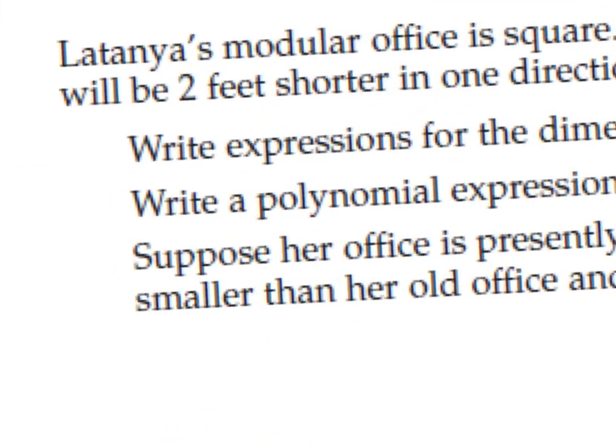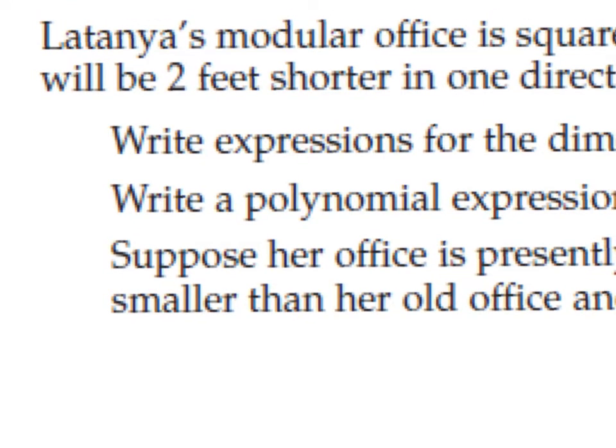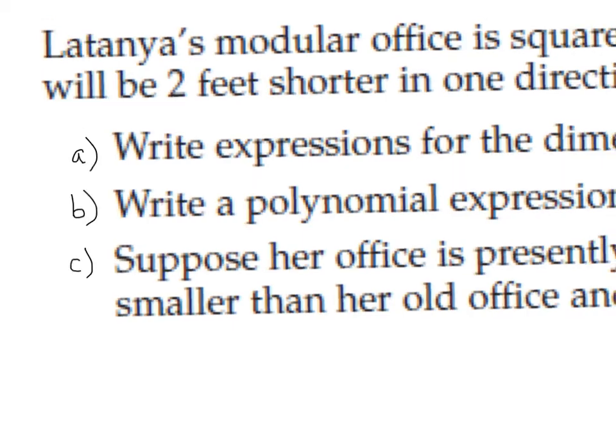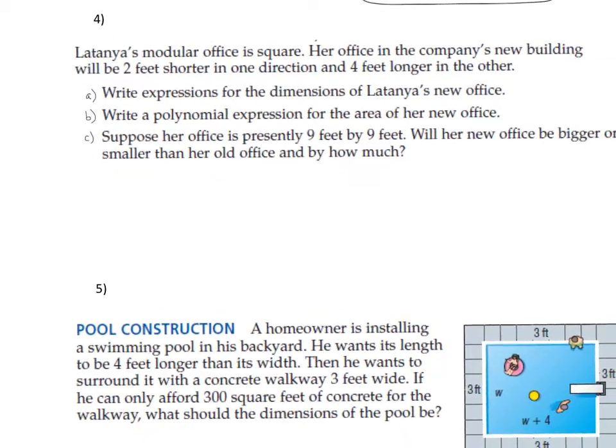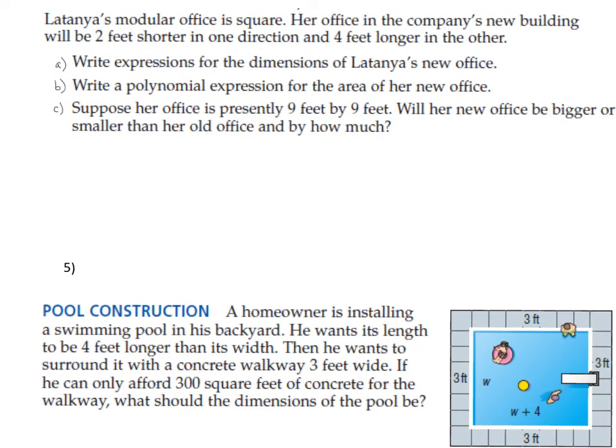On this problem, real quickly for me, let's go ahead and label this. This will be like A, B, and C. Okay, now let's go ahead and read what's going on here. So Latanya's modular office is square. Her office in the company's new building will be 2 feet shorter in one direction and 4 feet longer in the other. A, write an expression for the dimensions of Latanya's new office.